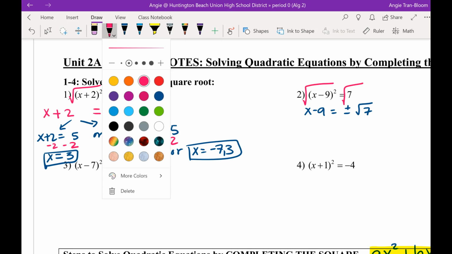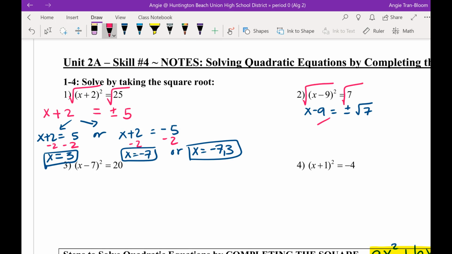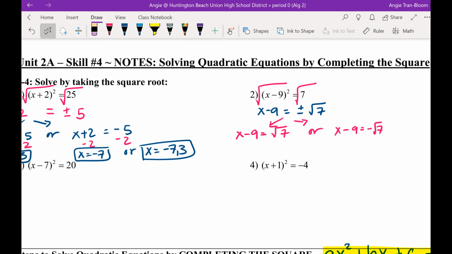Okay. Then from here, you do the same thing. You can break that up. You can go x minus 9 equals rad 7, or x minus 9 equal to negative rad 7. Class, you can have a negative on the outside. Can you have a negative under the square root? No, that's the difference between the 2.